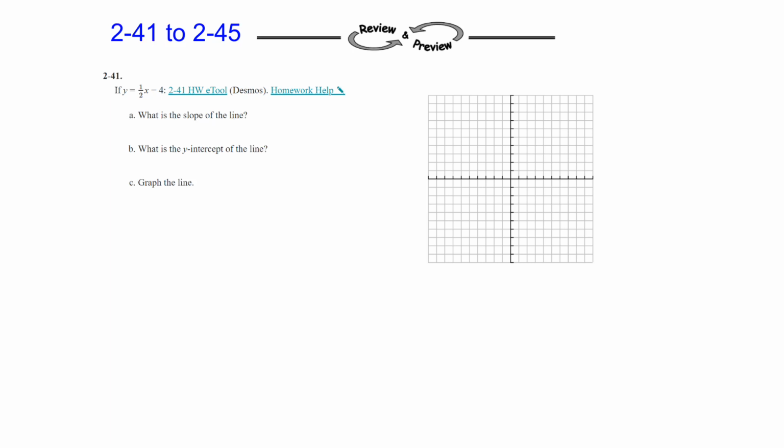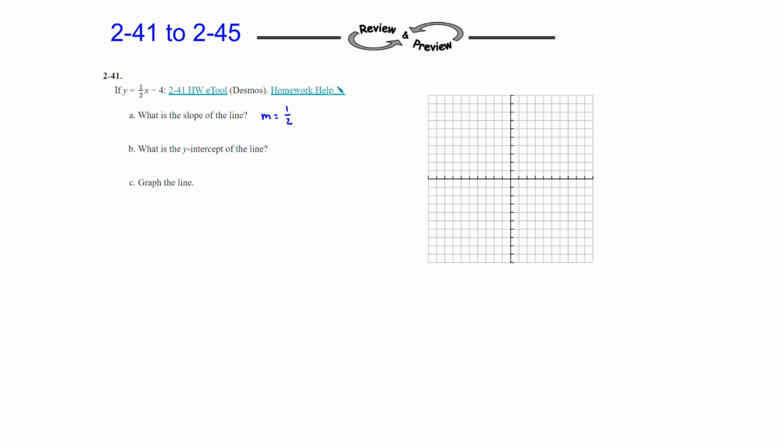Question 41, if y equals 1/2 x minus 4, what is the slope of the line? Based on what we have learned, we know that the slope of the line is the coefficient in front of the x value, so our slope would represent 1/2. Remember, that's the growth rate.